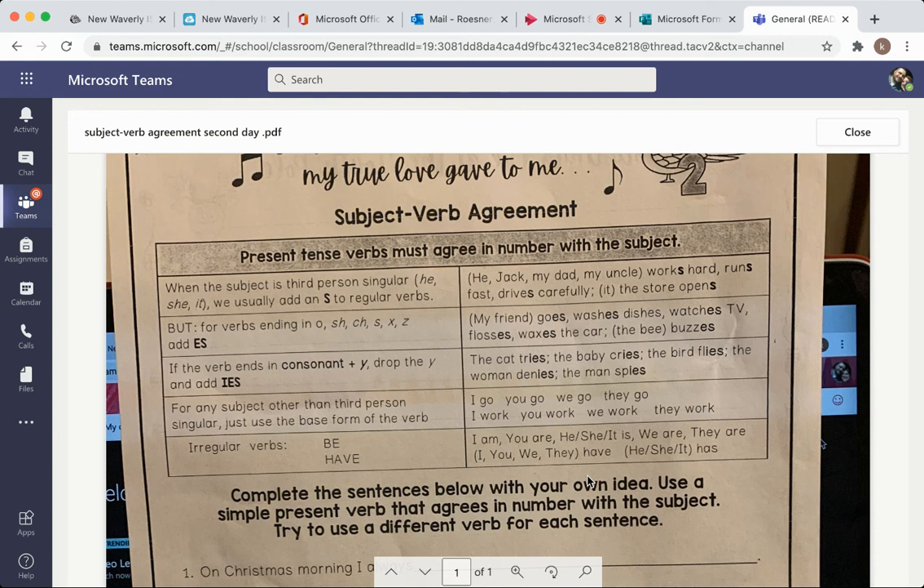I go, you go, we go, they go. I work, you work, we work, they work. Irregular verbs like be and have. I am, you are, he, she, or it is. We are, they are. I, you, we, they have, or he, she, it has.